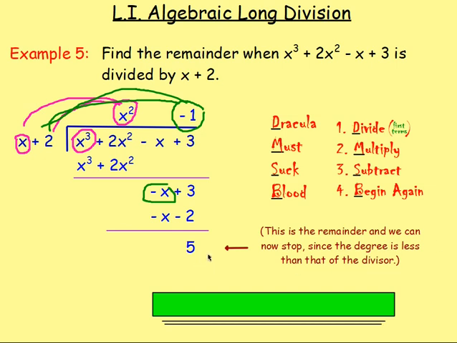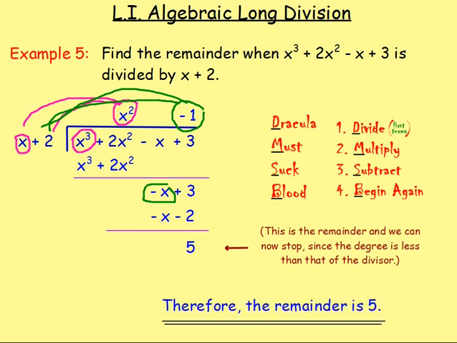And what we have here is the remainder. We're asked to find the remainder when x cubed add 2x squared, take away x plus 3 is divided by x plus 2. Therefore, the remainder would be, Sandy? Yeah, the remainder is just going to be 5. You got it.